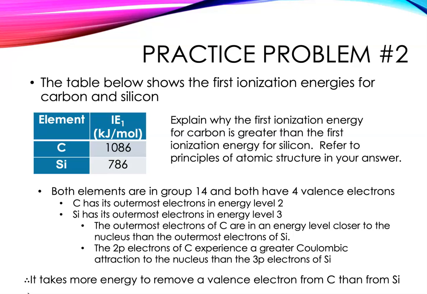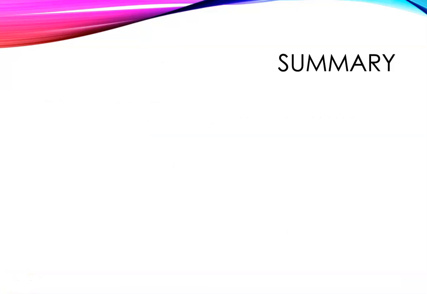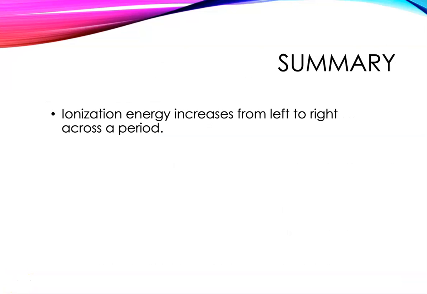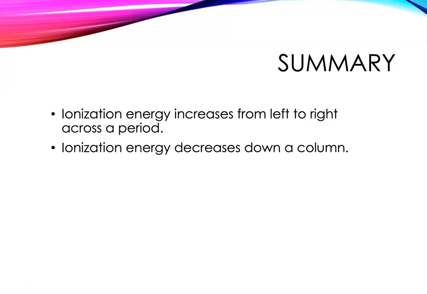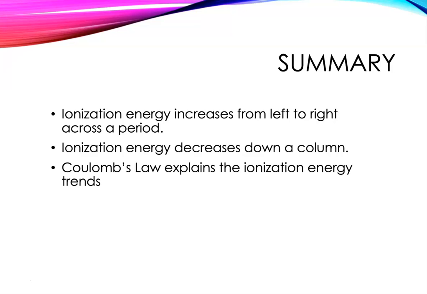So we're given the trend, we need to explain it. I'd like to wrap up with a summary of key points that we talked about. Ionization energy increases as you go from left to right across the period. Ionization energy decreases as you go down a column. We can explain both of these trends using Coulomb's law. We're looking at changes in nuclear charge. We're looking at changes in distance from the nucleus.